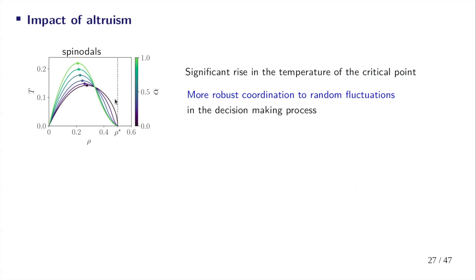So this is the behavior of the spinodals. What do you see? You see that when alpha is increasing, so when you have these people that care about the general welfare, you increase the critical temperature in the sense that you're more robust to fluctuations. Your phase separation is more robust to fluctuations. It's not weird, something that we could have expected, because it's beneficial for the system to have a phase separation. I mean, no, it's not trivial actually, but it is what it is.